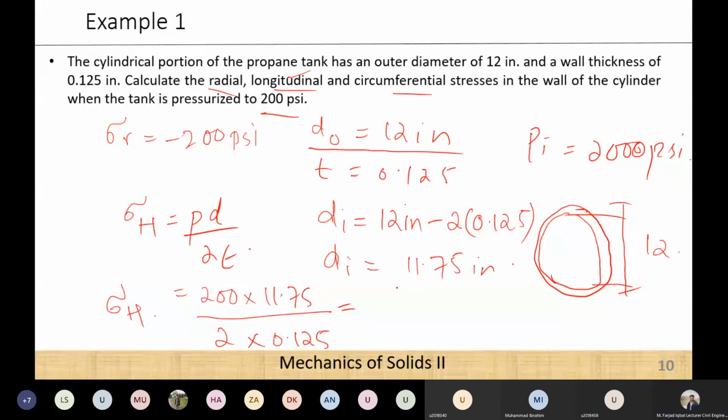Anyone? So 9400. It is 9400 psi. And similarly, the longitudinal stress, if you substitute all these values, you will get, or I can substitute only 9400. Let's just do the whole thing. 200 into 11.75 divided by 4 into thickness, 0.125. So what is the longitudinal stress?